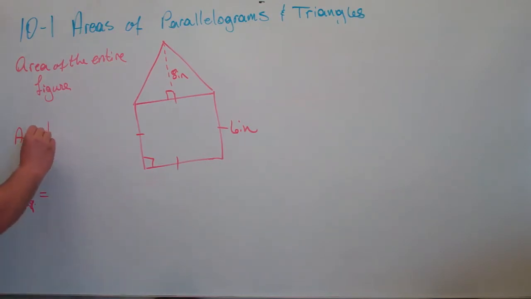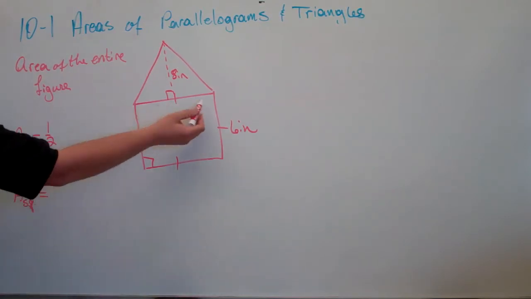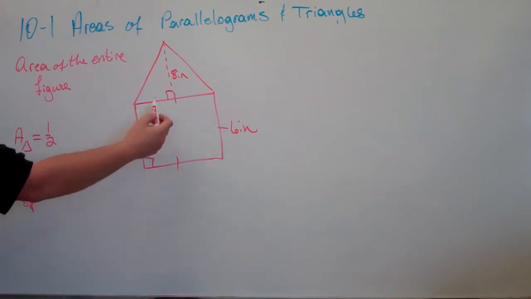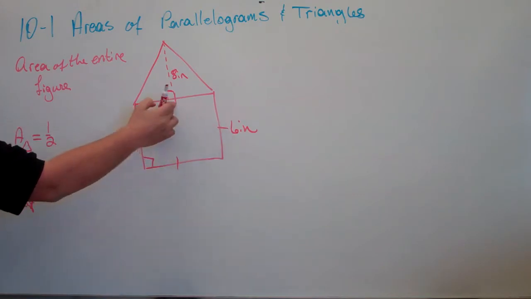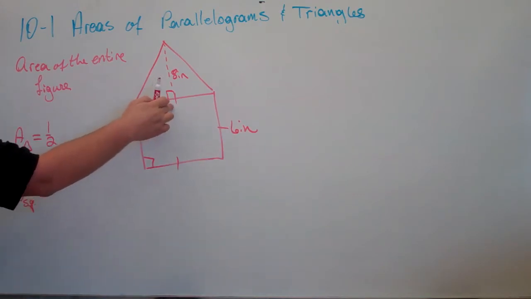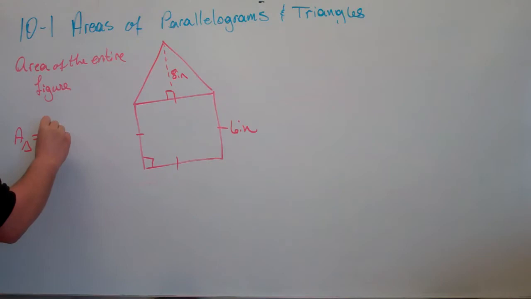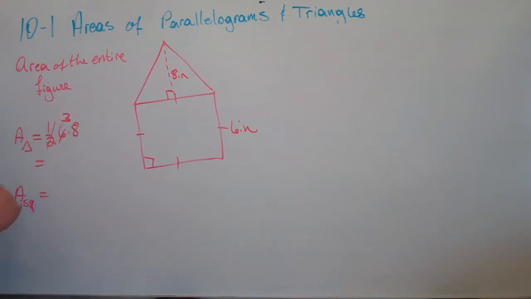Well, for a triangle, we know it's going to be 1/2 the base. Well, how long is this side? It's not listed. But we know this is a square, and this is 6 inches, so that means all 4 of these sides are 6 inches. So the base of this is 6 times the height, which is 8. Now again, you can half either number. So that would go to a 3. 3 times 8 is 24. So the area of the triangle is 24.